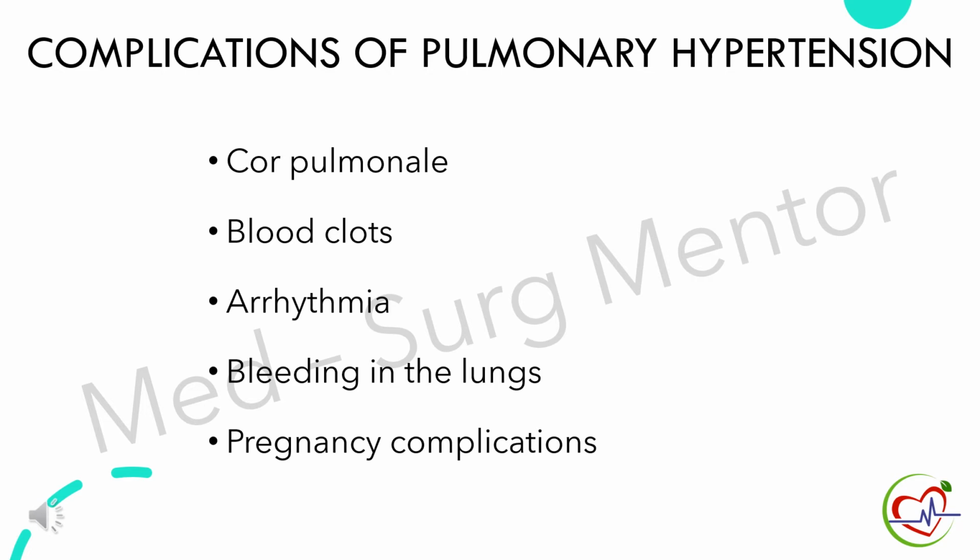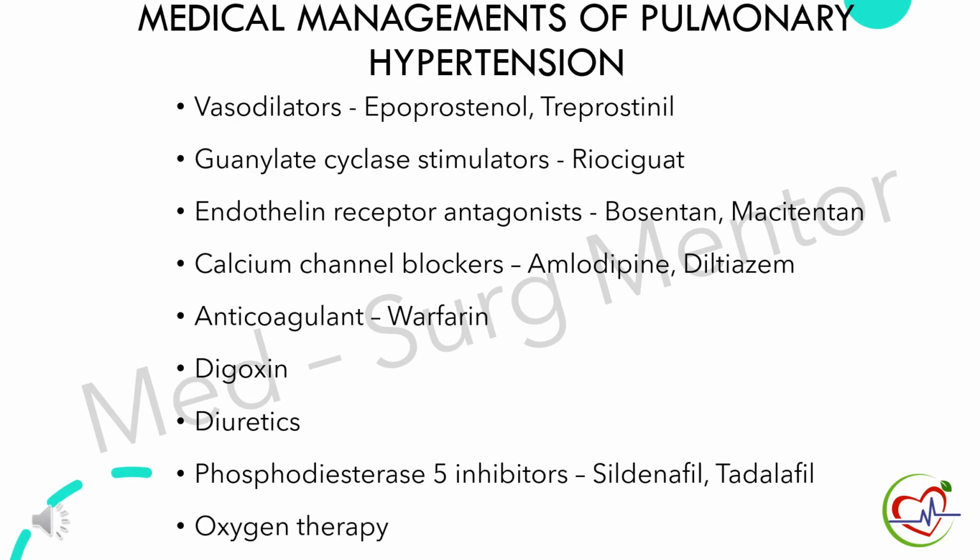Major complications of pulmonary hypertension are cor pulmonale, blood clots, arrhythmia, bleeding in the lungs, and pregnancy complications. Medical managements of pulmonary hypertension include the following drugs: vasodilators, guanylate cyclase stimulators, endothelin receptor antagonist, calcium channel blockers, anticoagulants, digoxin, diuretics, phosphodiesterase 5 inhibitors, and oxygen therapy.